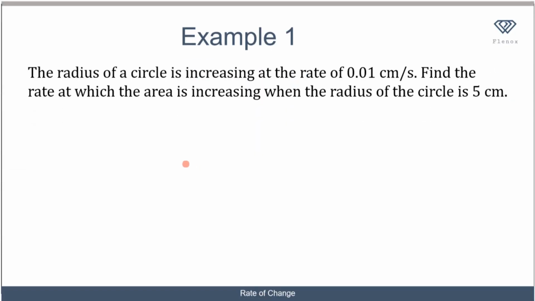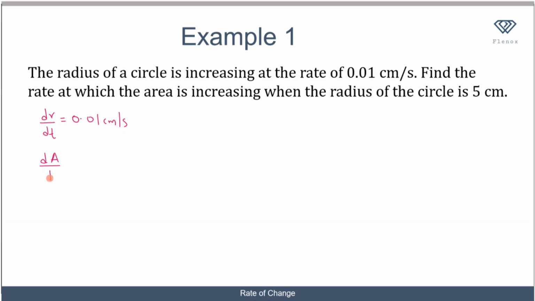In this example, we are told that the radius of a circle is increasing at the rate of 0.01 centimeter per second. In differentiation terms, I can write it as the rate of change of radius with respect to time, because I can see the unit here is centimeter per second. So I can write dr/dt is equal to 0.01 centimeter per second. Now we are told to find the rate at which the area is increasing with time, and I'll call A the area.